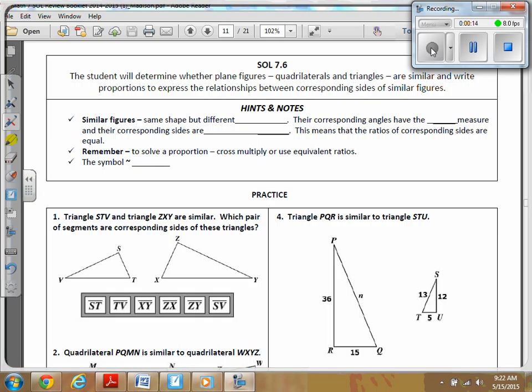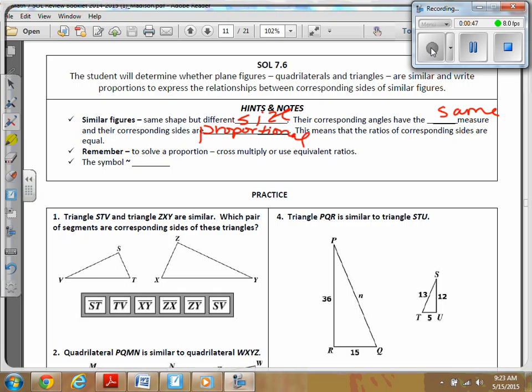Similar figures: same shape but different size. Their corresponding angles have the same measure. Remember, angles are congruent, and their corresponding sides are proportional. Remember, to solve a proportion, you cross multiply and divide.